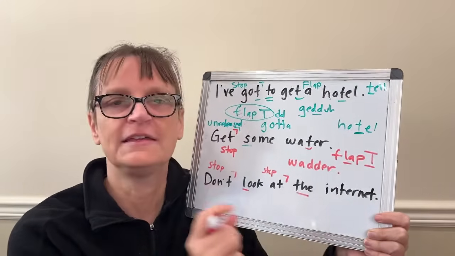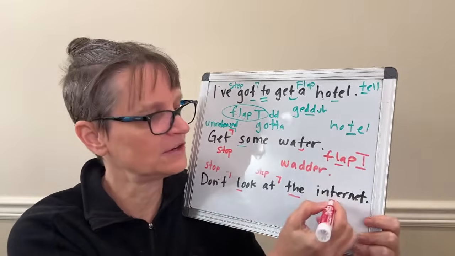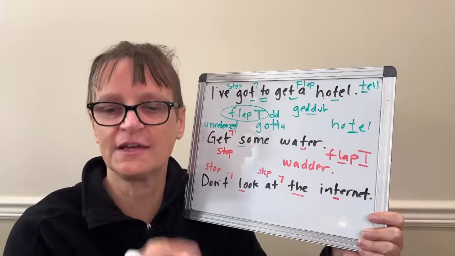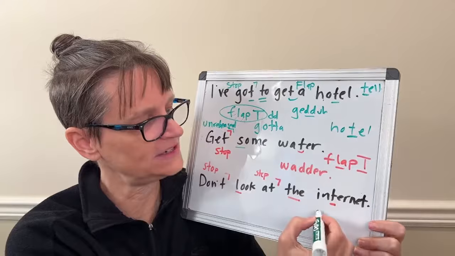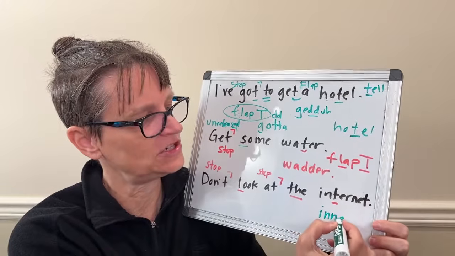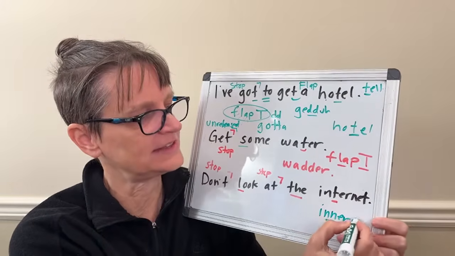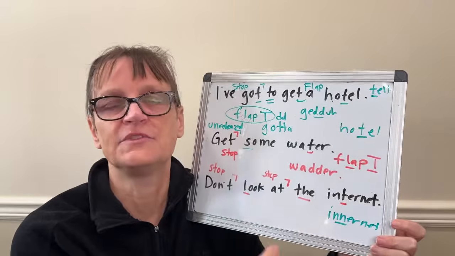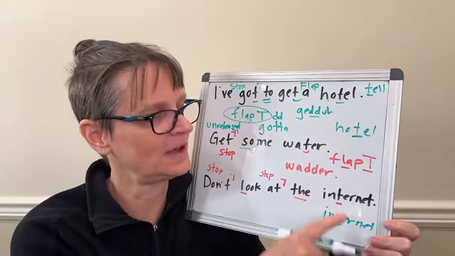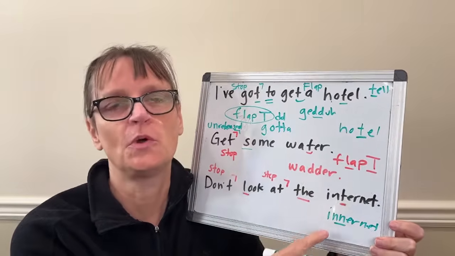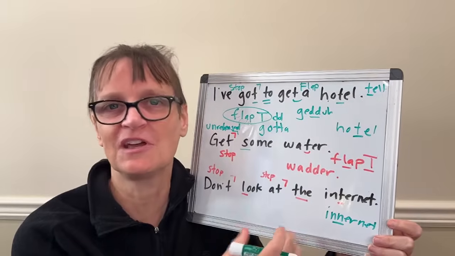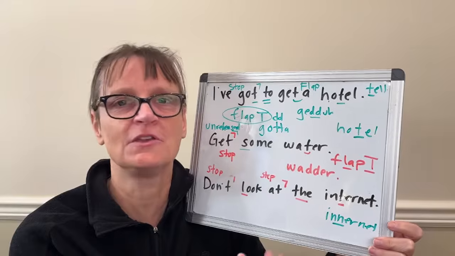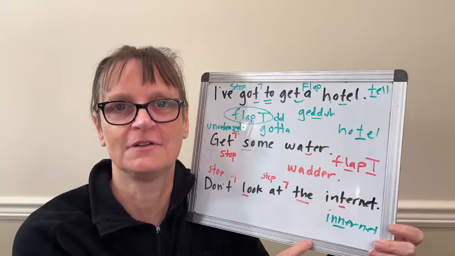And then finally, internet. You're either going to hear a true T there, internet, with that T released, or we might drop that T entirely and change it to just the N sound. That sounds like "innernet." So native American accent speakers will do kind of a combination. They might use the T sometimes, not use the T sometimes. You'll hear internet, you'll also hear "innernet."